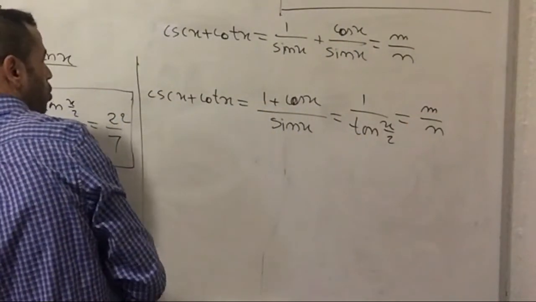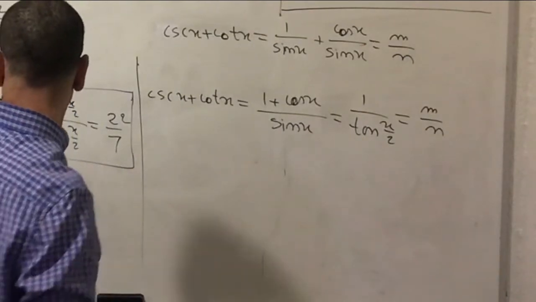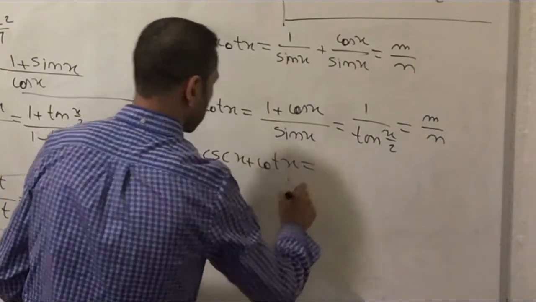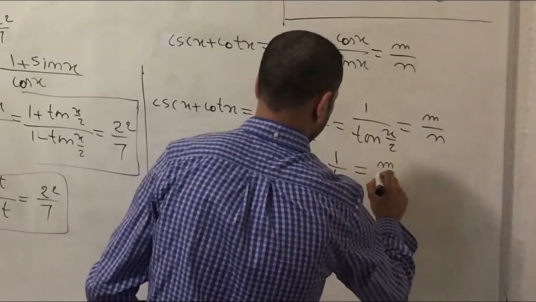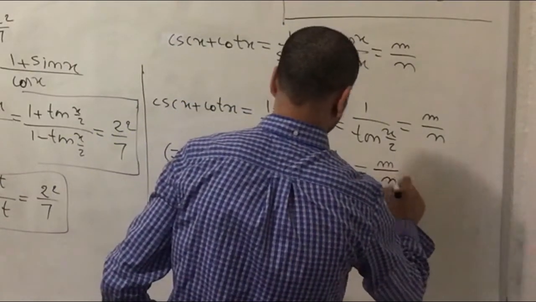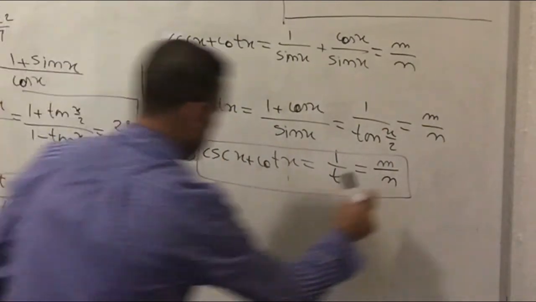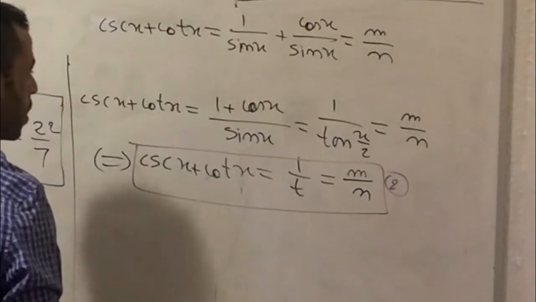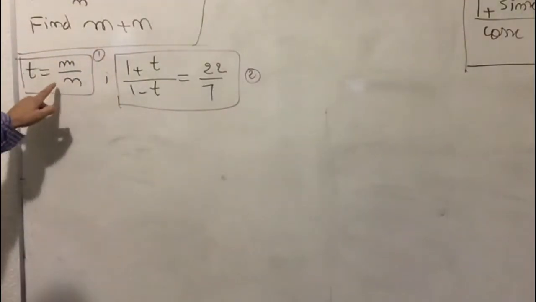Okay, now I have the second equation. Also, by substitution, I already put tangent x over 2 equal to t. So cosecant x plus cotangent x equals 1 over t equals m over n. Now I have my second equation. This is the first equation, this is the second equation. I will replace the second equation into the first equation. I have 1 over t equals m over n, so that means t equals n over m. As you see here, we found t in terms of m and n.